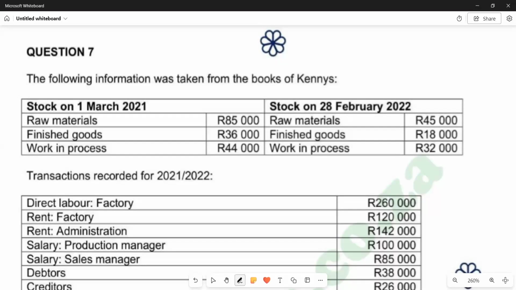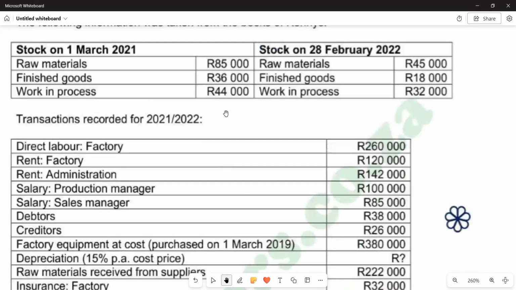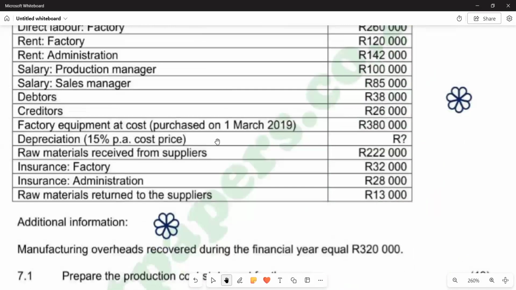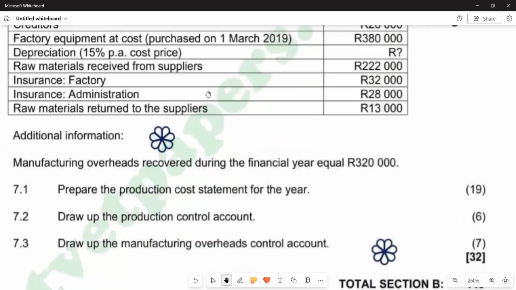We are also given transactions recorded for 2021 to 2022. So the table that we are having there is representing those transactions. If you go down, you'll see that we are given those transactions, and then we got additional information. For the additional information, we've got only one statement that reads: manufacturing overheads recovered during the year equal to 320,000. Let's take note of that.